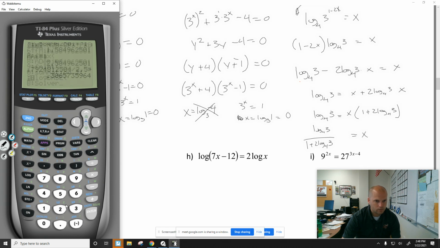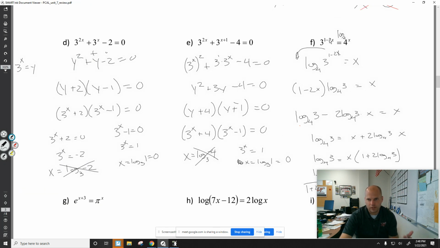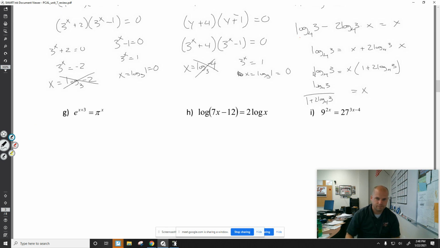Log base 4 of 3 over 1 plus 2 log base 4 of 3. Same number. Okay. You could also take the natural log of both sides, like this. This is fun. Tough to use numbers here. e to the x plus 3 equals pi to the x. It's a great question, actually.